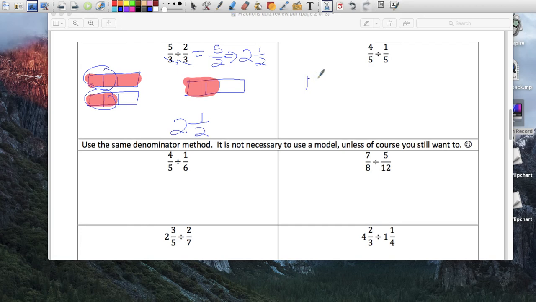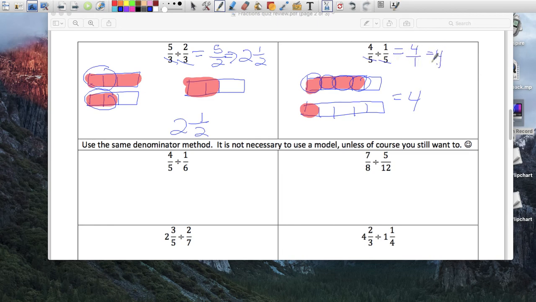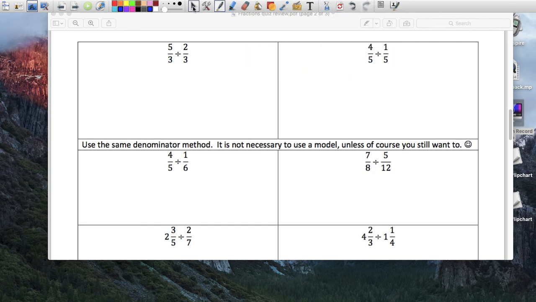4/5 divided by 1/5. What was I thinking when I did these problems? 1, 2, 3, 4, 5. Wow. 1, 2, 3, 4, 5. All right, so 4/5 is this, right? And then 1/5. Again, you want to see how many 1/5 exist in 4/5? Well, there's one group of 1/5, another group of 1/5, another group of 1/5, and another group of 1/5. And the answer is 4. This way, cross out the 5, so you write 4/1, and 4/1 is 4. We're not modeling on the next ones, only if you want to.